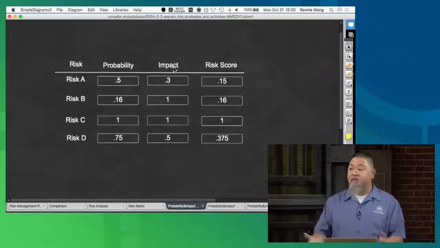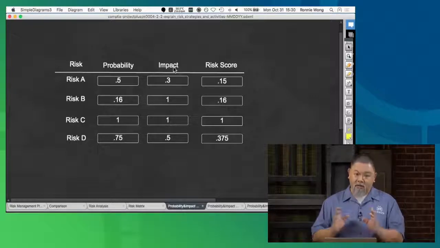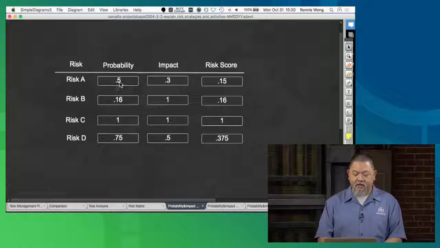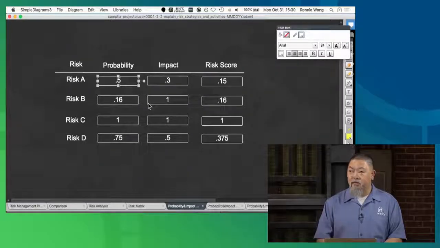So here, what I've done is I've assigned a value. Now, where did this value come from? It depends on whatever scale you're using. I just used 0 to 1. Once I did that, there are probably some formulas you can come up with to help you out, but this is how I assigned it. Risk A, probably happening, let's say it was a 50% chance. Impact, about 30%, and that gives me a risk score. Makes sense? Same thing with all the rest of these.